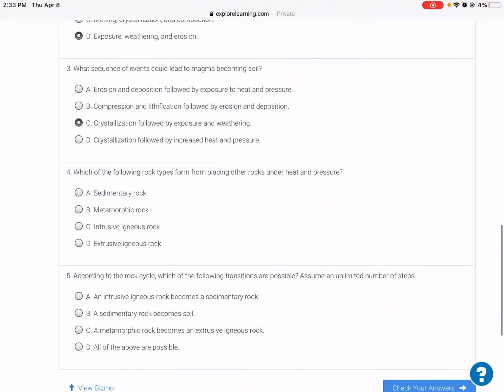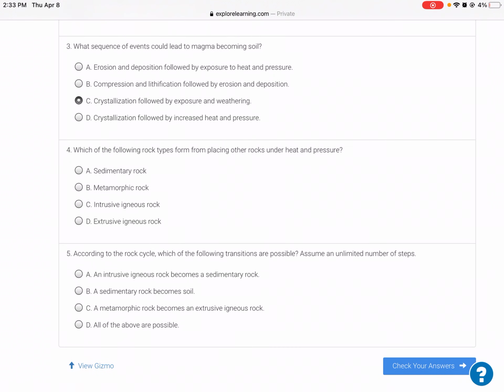Now, questions 4 and 5. You can solve them by yourself. Put your answer in the comments on what the correct answer is. Which of the following rocks form from placing other rocks under heat and pressure? I told this in the video. According to the rock cycle, which of the following transitions are possible? Assume a limited number of steps.